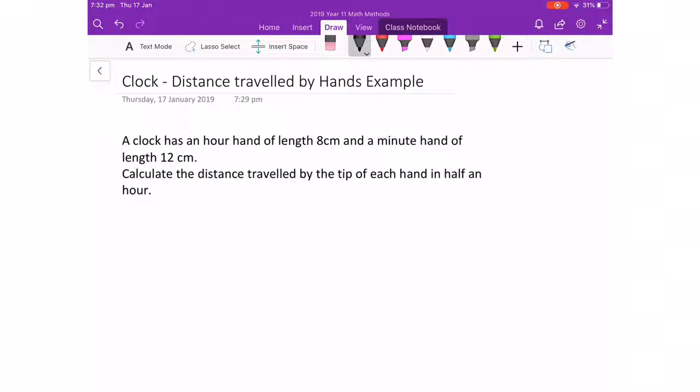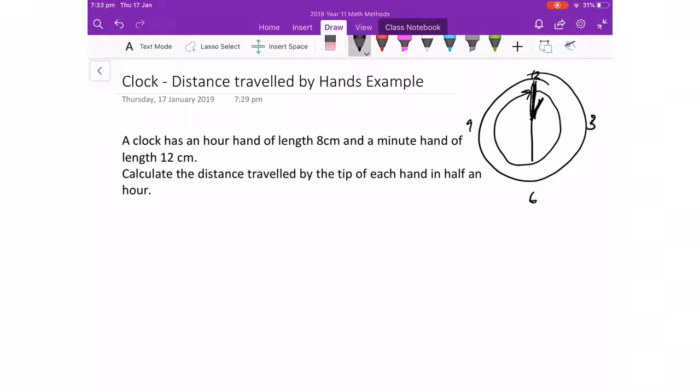So have a think. You've got a clock, and there's always that small hand, which is your hour hand, and then the longer one, which is your minute hand. If that's 12 o'clock there, then you've got 3, 6, and 9. Let's say it was 1 o'clock, and for the minute hand to get back to here, it has to be an hour, so there's a whole hour.